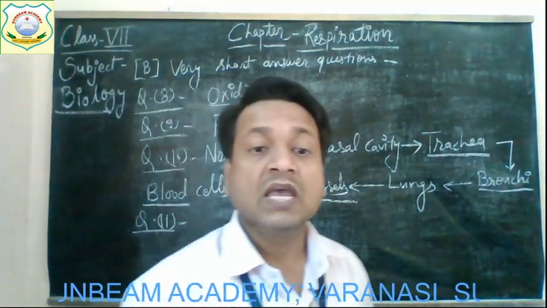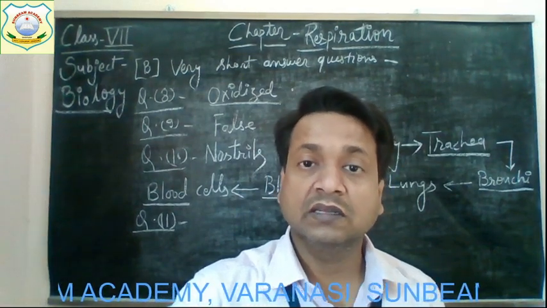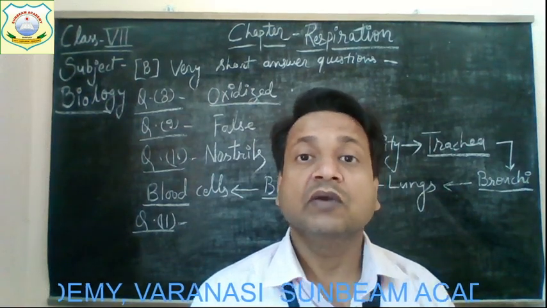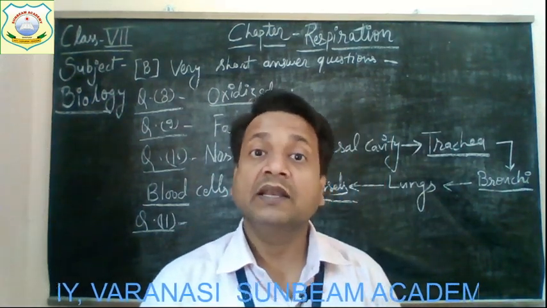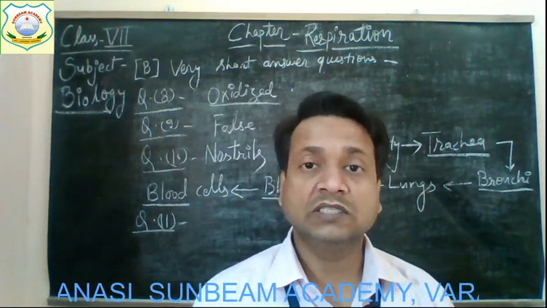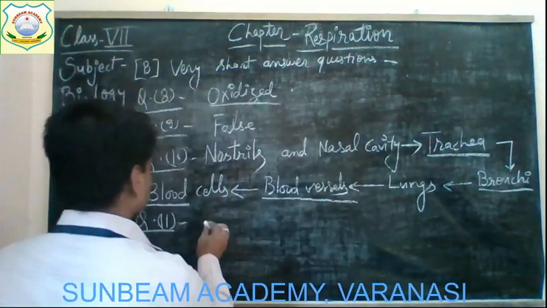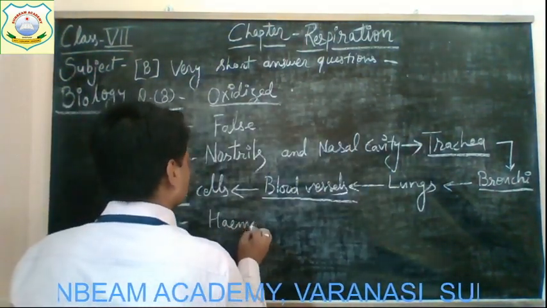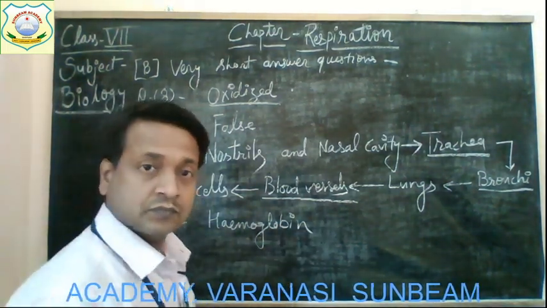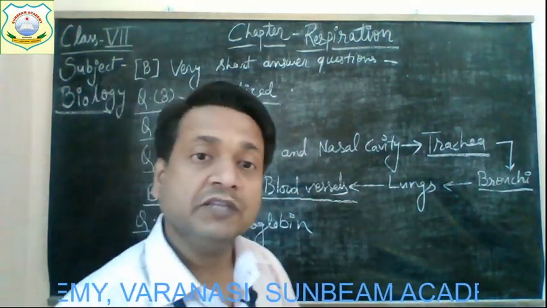And the question is, the substance present in blood which transports oxygen is. Here you have to write the name of the substance which is present in our blood, and which is responsible for transporting the oxygen. So the name of the substance is hemoglobin. Okay, children? So these all are the answers of very short questions.